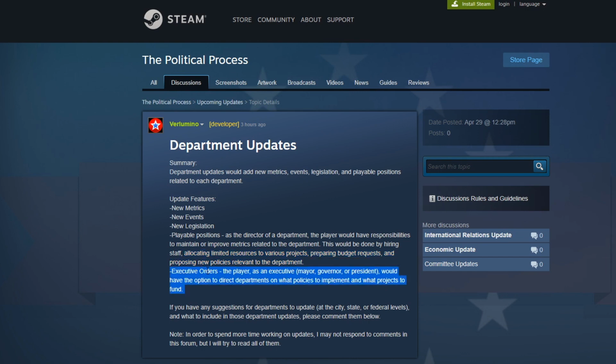And then this one I am extremely excited for, which is going to be executive orders. The player, as an executive, as a mayor, governor, or president of the United States, would have an option to direct departments on what policies to implement and what projects to fund. So if infrastructure were put into the game, I could want funding put into a certain project, such as a high-speed rail initiative or expanding Amtrak in the Northeast Corridor.